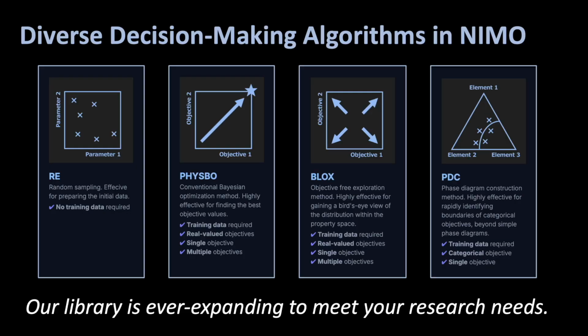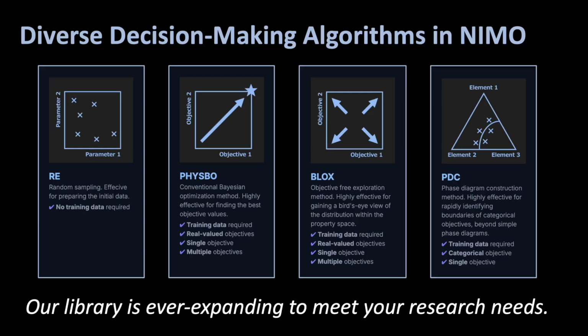Second one is FISBO. This is Bayesian optimization. Once you have some data and your goal is to find the best material, such as the highest conductivity or maximum strength, FISBO is the standard choice. It intelligently balances searching in unknown areas and exploiting known promising regions to reach the global optimum efficiently.